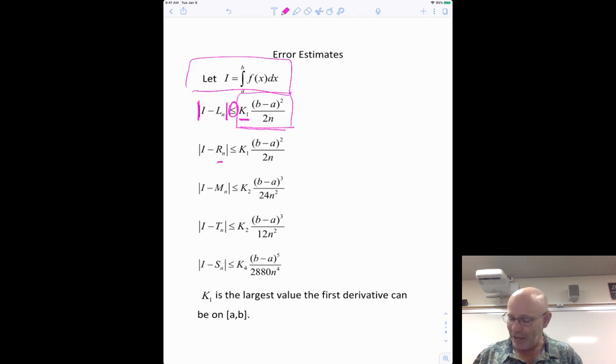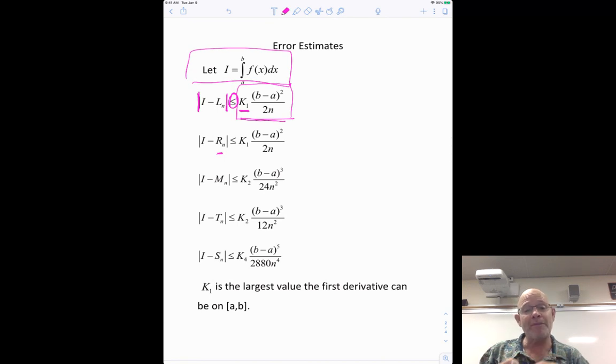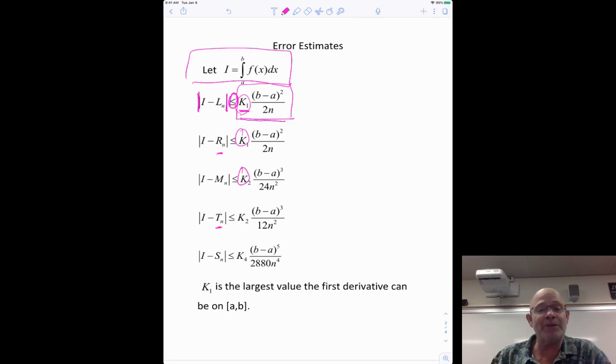For the right-hand rectangle rule, it's the same. For the midpoint rule, it gets a little smaller. So it's actually (b minus a) to the third over 24n squared times k2. And again, I'll talk about what the k's are in just a second. The trapezoidal rule, k2 also, (b minus a) cubed over 12n squared. And Simpson's rule, notice, is the best one, the smallest one: (b minus a) to the fifth over 2,880 n to the fourth. A lot of proof there. We're not going to do that. Times k4.